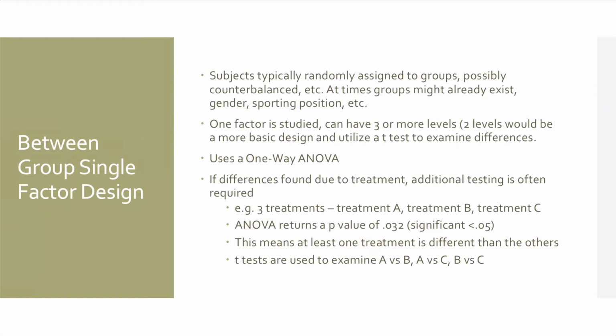In a single factor design, only one factor is studied. So we're only looking at one group or one factor. If that factor is gender, that's the only factor we're looking at, and we would have two levels of gender, just male and female, which would make it not a factorial design, because we need to have more than two levels to make this a factorial design.